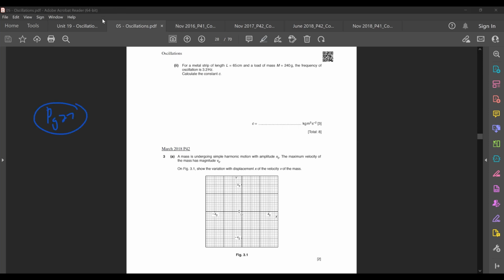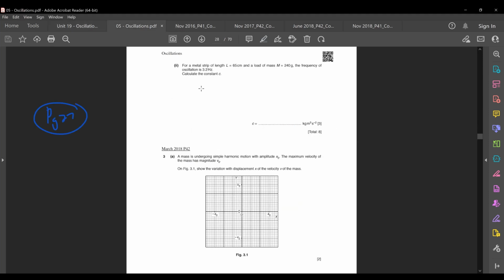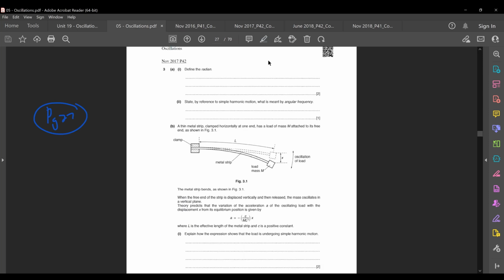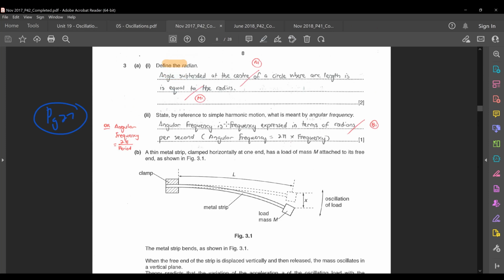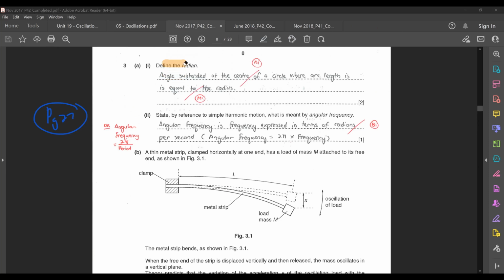Okay, now if you have a look at page 27 of your worksheet, this one is November 2017 P42. Okay. So the first two parts of the question is actually something that we've done before. So we will just go through it really quickly. So 3A1, define radian, is actually from circular motion. Define the radian is asking you to define the unit of 1 radian. It is the angle subtended at the center of a circle where the arc length is equal to the radius. This is from circular motion. We've done the question on this before.